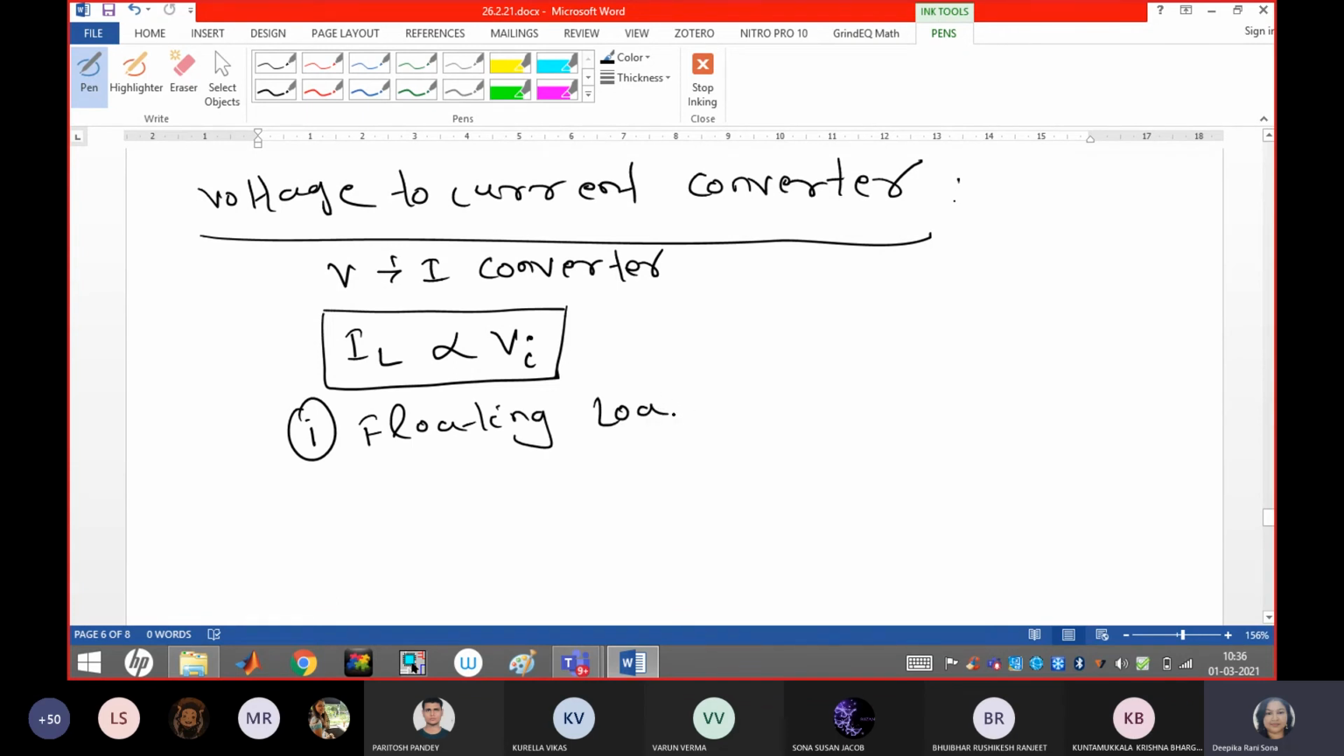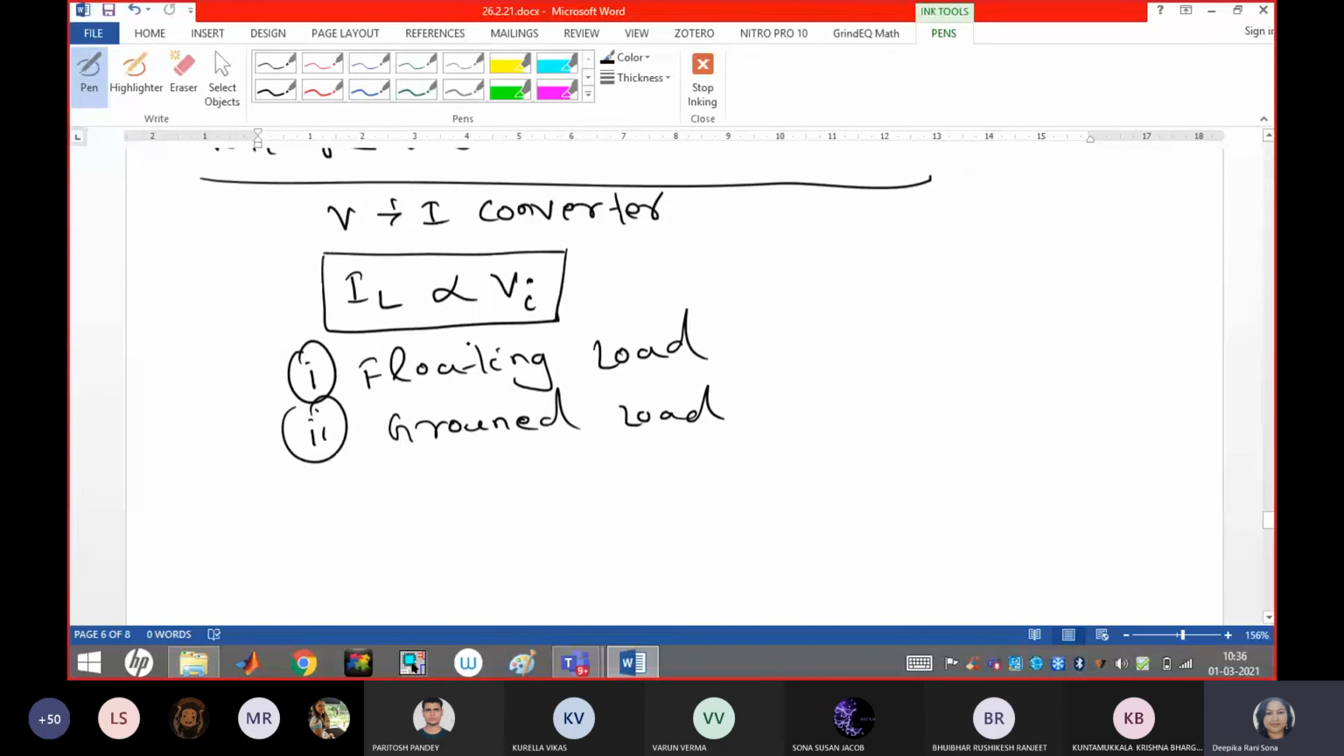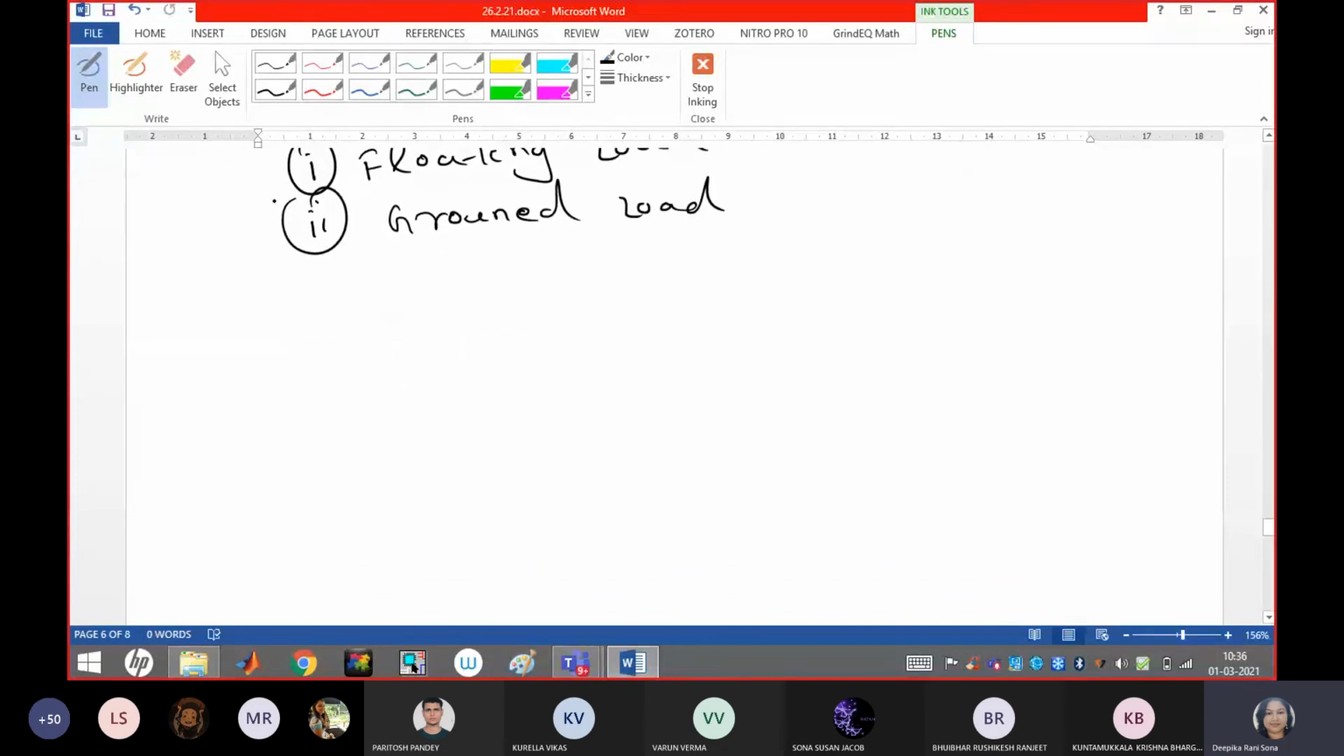The V to I converter is of two types. One is floating load, another one is grounded load. Floating load means the load should not touch the ground. Ground load means in the circuit, it should touch the ground. This is the only difference in the circuit arrangement of the V to I converter. So we have to make IL proportional to VI. First one, with floating load.